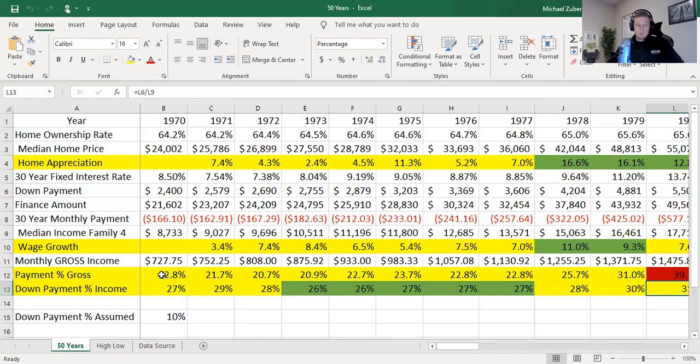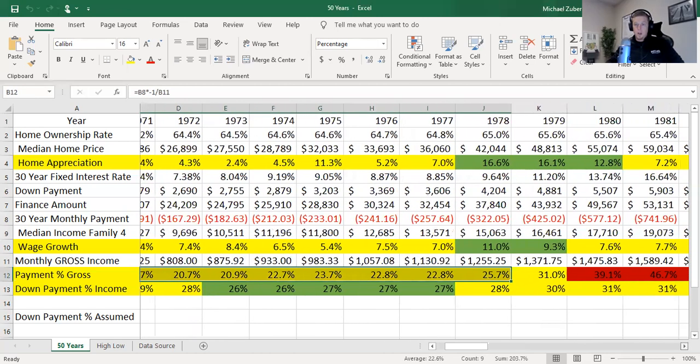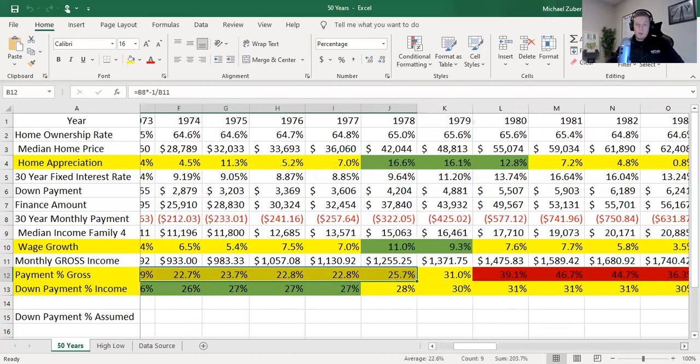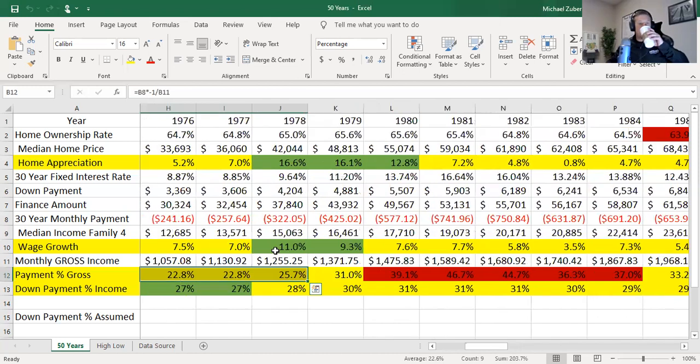So first thing I realized, because I didn't know about the 70s, it was actually a relatively affordable time, at least on the front end ratio. We were in the 20s. And then lo and behold, something happened. Something went up. Look at rates. Actually, wait, let me scroll back. Incomes went up, wages went up. That's what these numbers are.